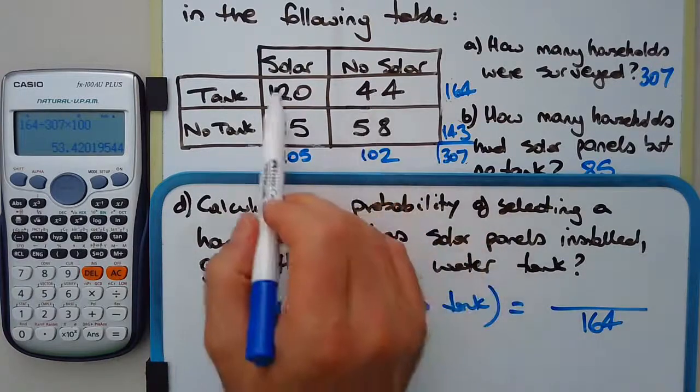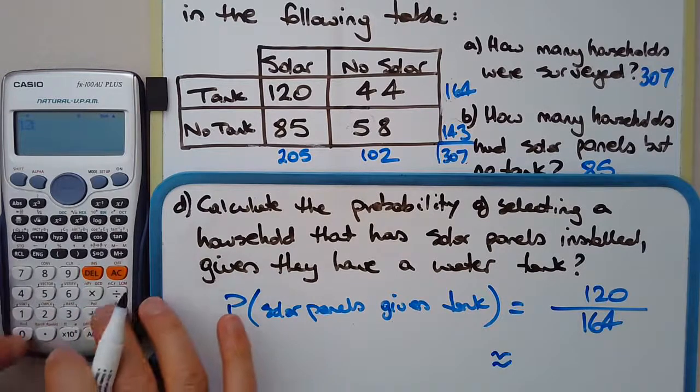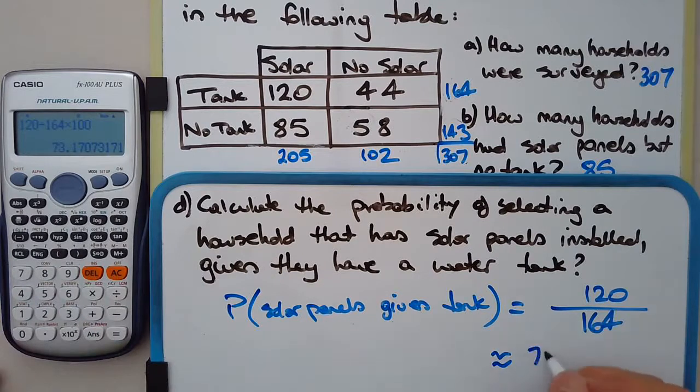120. So that's the fraction, or the probability of selecting a household that has a solar panel, given that we're told they also have a water tank installed. As a percentage, that's 120 divided by 164 multiplied by 100, and that's around 73.17%. So this is an example of a two-way table in probability that's with a different usage compared to the other ways we've seen two-way tables.